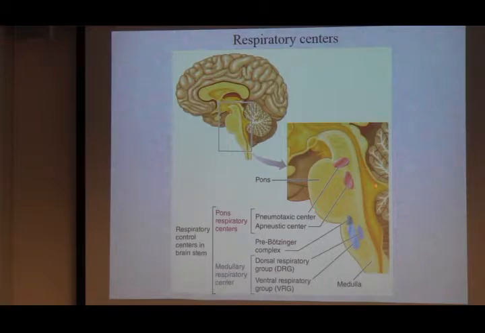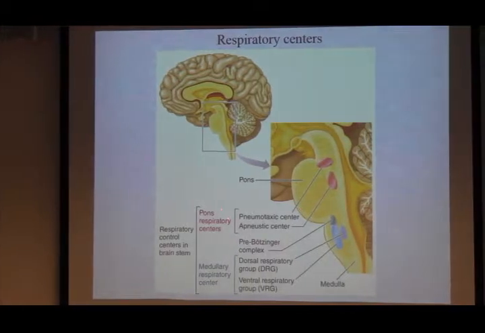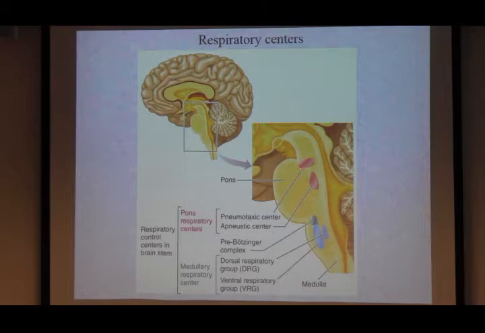Then we also have two centers in the pons. There's the pneumotaxic center and the apneustic center. These centers are secondary in terms of setting the pace and the pattern of breathing, but they certainly communicate with the medullary respiratory centers.